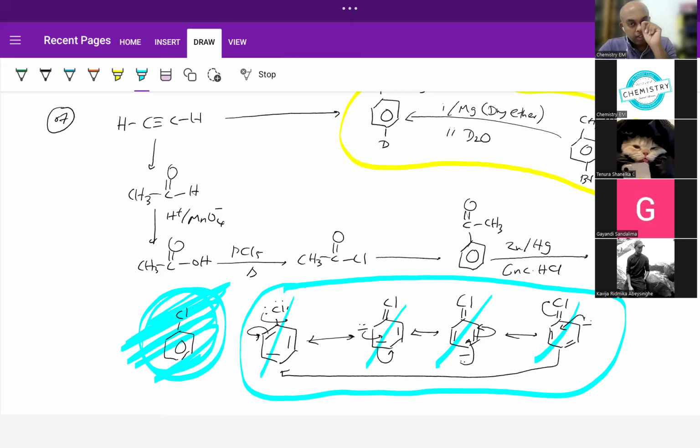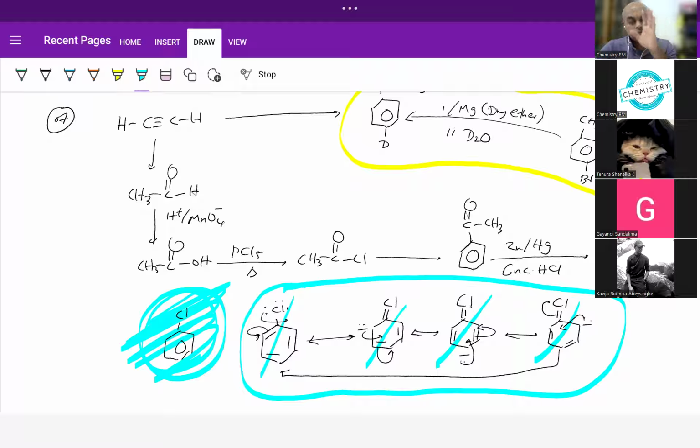The one and only way to remove a chlorine directly attached to a benzene ring is through Grignard, right? So there is one way, and that is what you should learn, right?